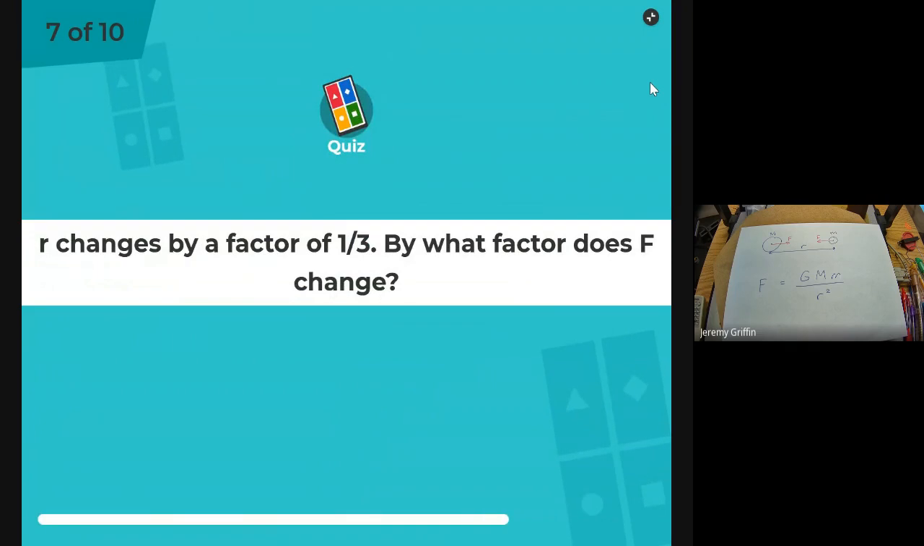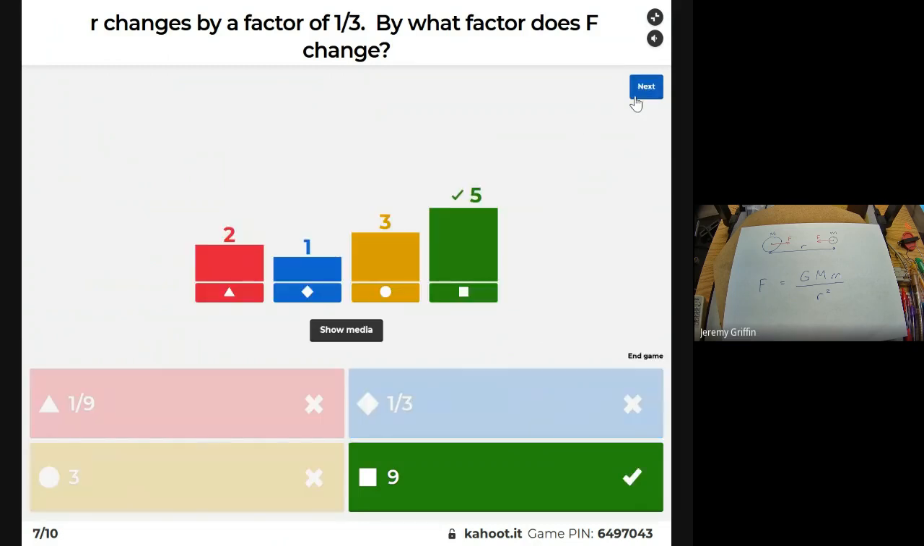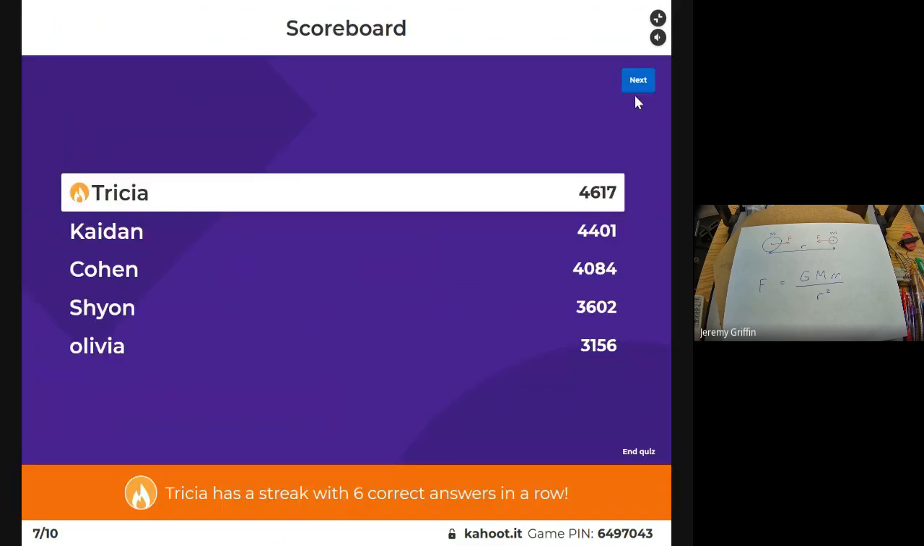What if you cut the distance into a third? Well, the force better be going up because you're getting closer. What's 1 divided by a third squared? Did you guys get 9 times the force? Right? I know we got fractions within fractions going on here. All right, a few questions left. Ooh, Tricia's on fire.